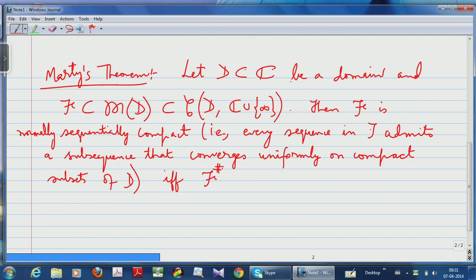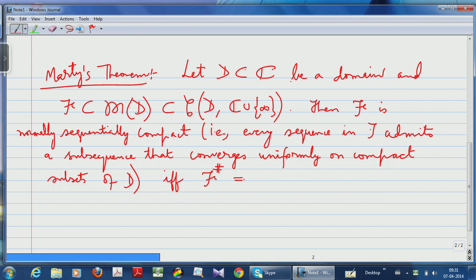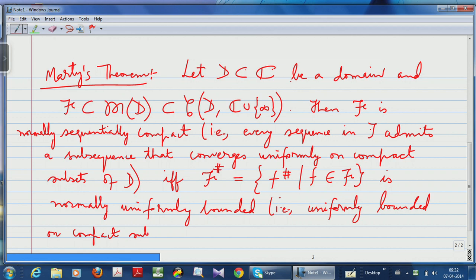I'll write F hash. What is F hash? This is the collection of spherical derivatives of the functions in F. We use prime for the derivative when it's an analytic function. When it is not an analytic function but a meromorphic function, we use hash, which is the notation we introduced earlier. So this set of all f hash, such that f belongs to script F, is normally uniformly bounded, that is uniformly bounded on compact subsets. So this is Marty's theorem.